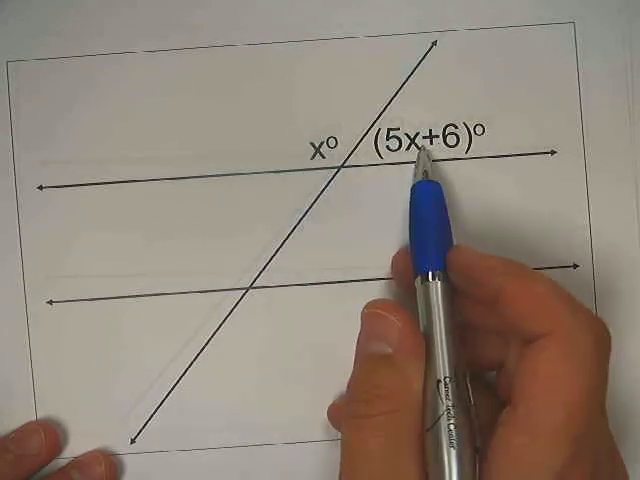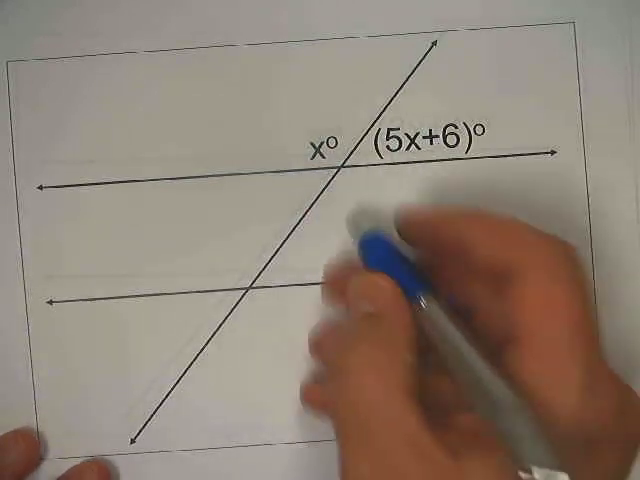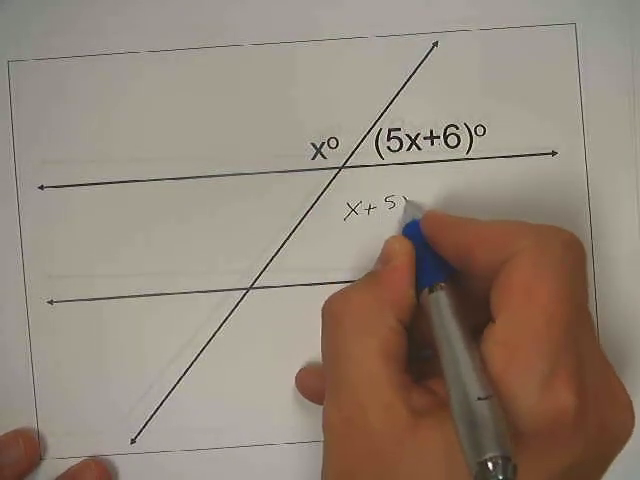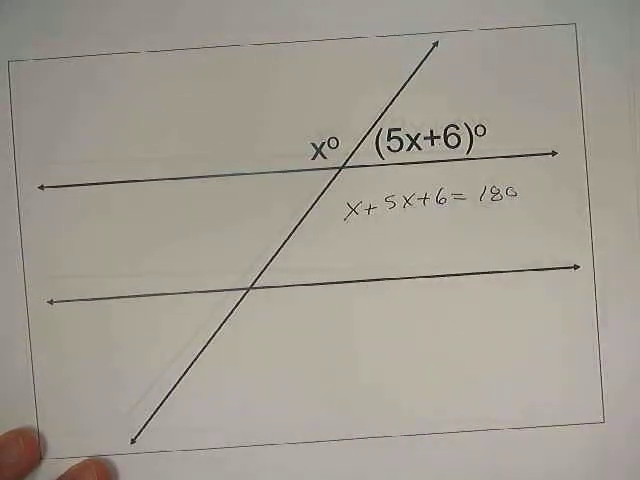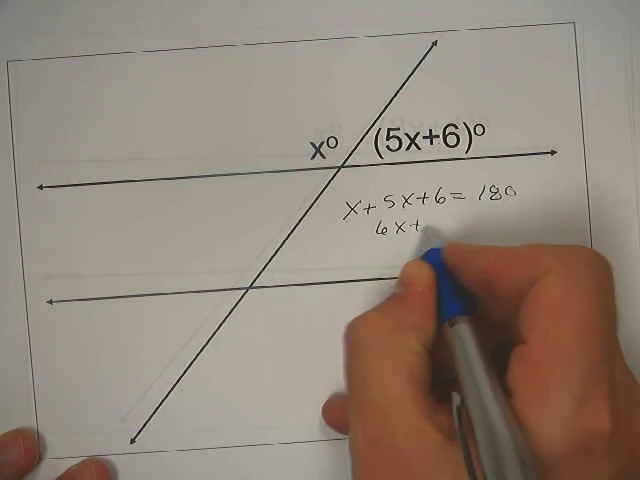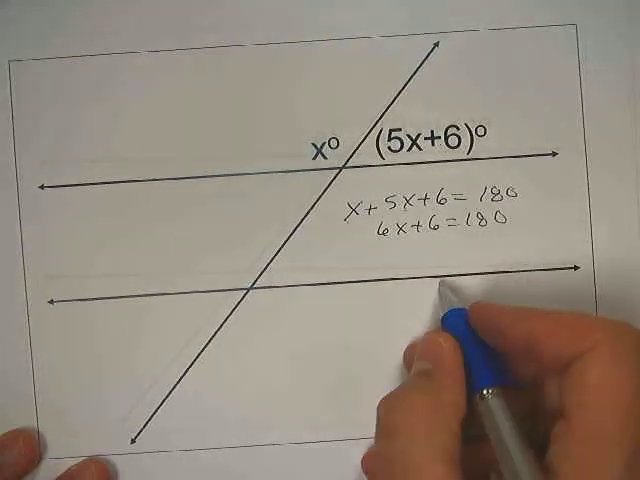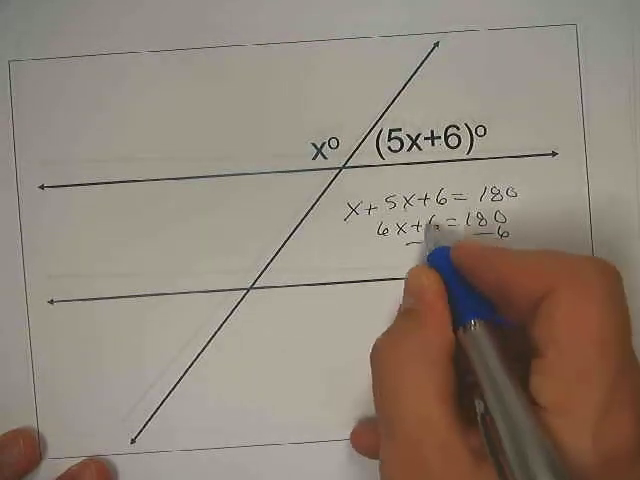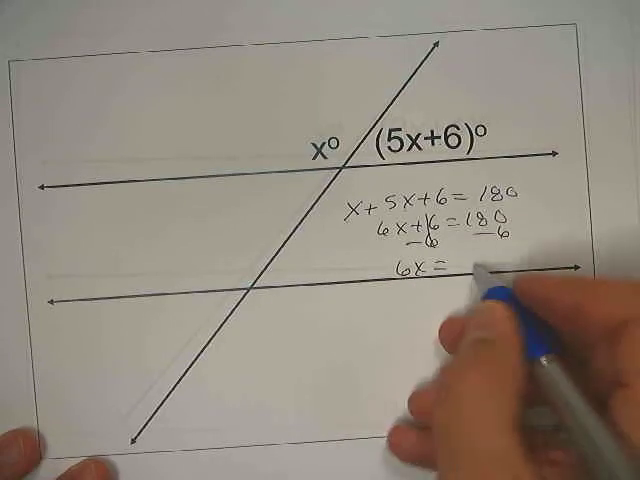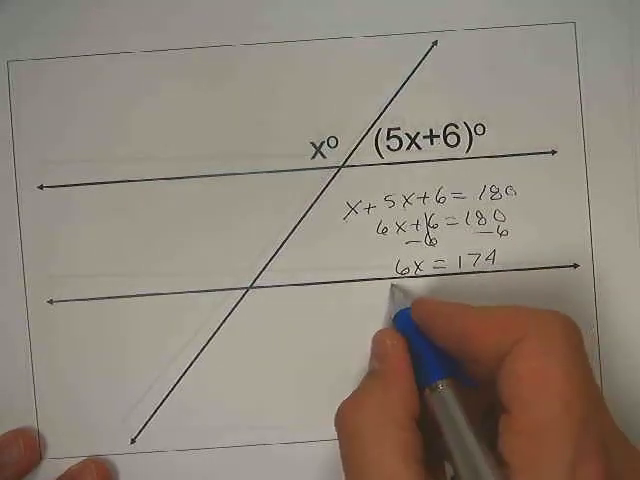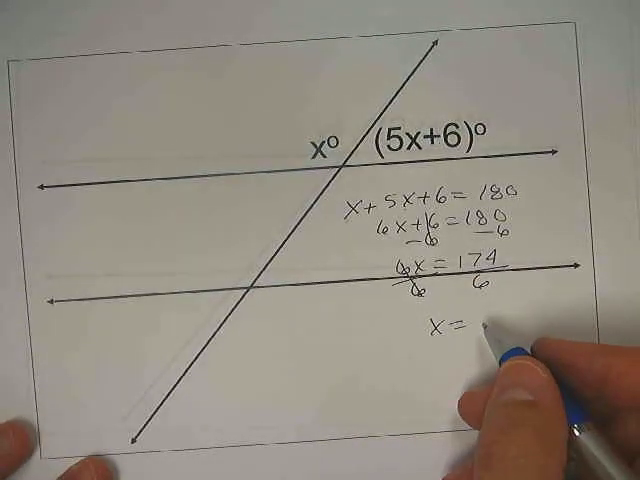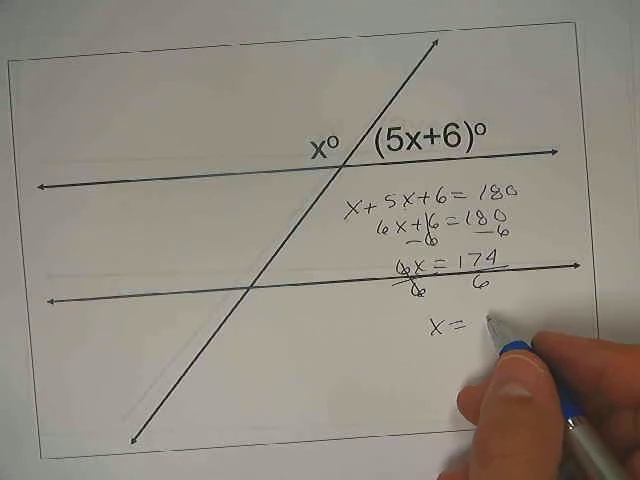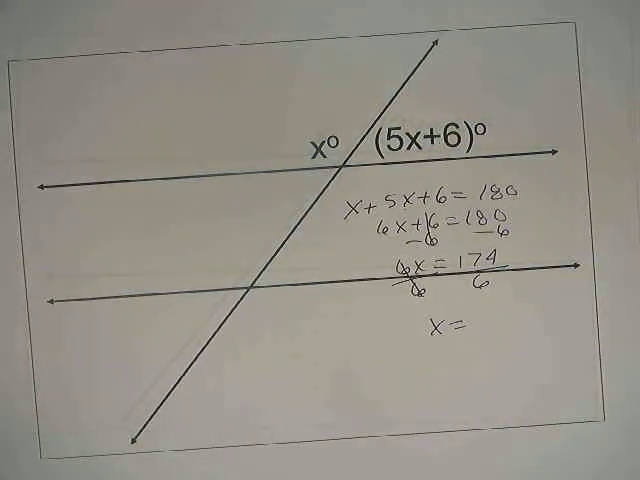All right. So, in this case, we have x and 5x plus 6 degrees. Now, these are a linear pair. That means they add up to 180. To solve this, I could take x plus 5x plus 6 equals 180. Add these together, and I get 6x plus 6 equals 180. Subtract 6 from each side. 6x equals 174. And divide by 6.